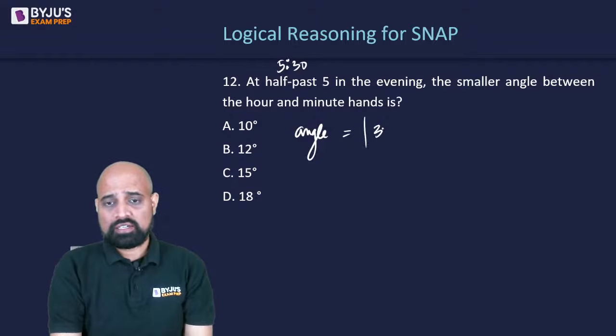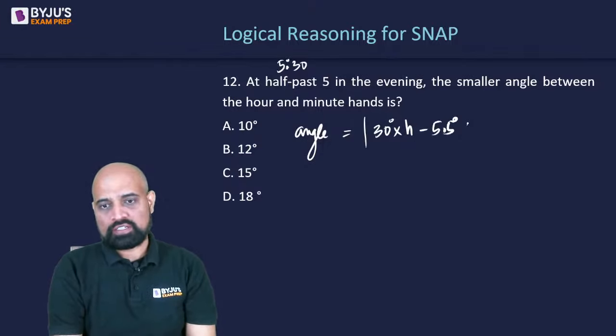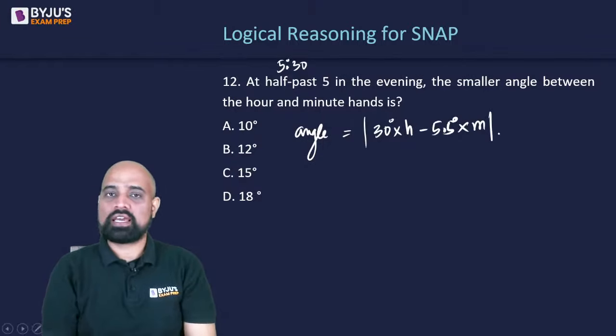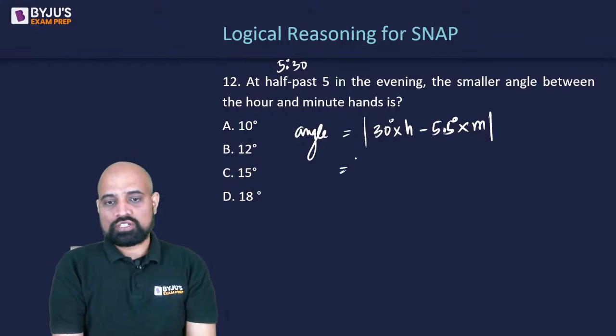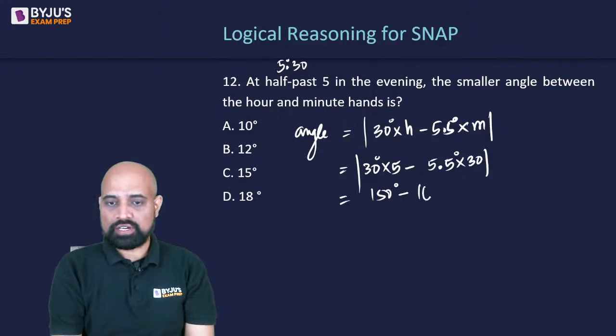as 30 degrees into the time in H, the hour, minus 5.5 degrees into the time in M. So this is 30 degrees into 5 minus 5.5 degrees into 30. So this is 150 degrees minus 165 degrees. The difference is 15 degrees. Right? So this is your H and this is your M.